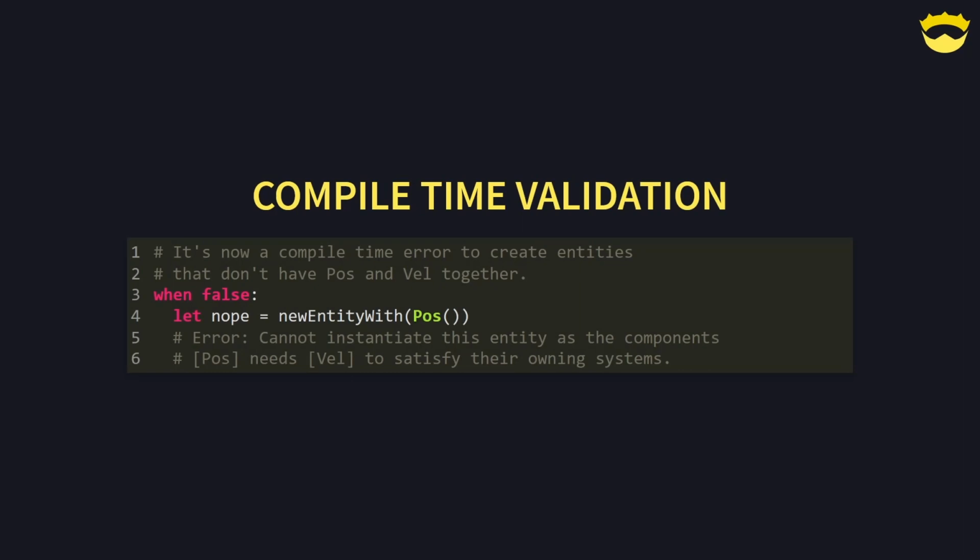So here's an example of how this works in practice. If you try and create an entity with just pos when we've defined this own system, you get a compile time error saying that you can't instantiate the entity because pos needs vel to satisfy the owning system. And this also applies to add as well. So for example, you can't just add pos, you have to add pos and vel at the same time, because they essentially act as a single unit, and the storage for them relies on both of them being present.